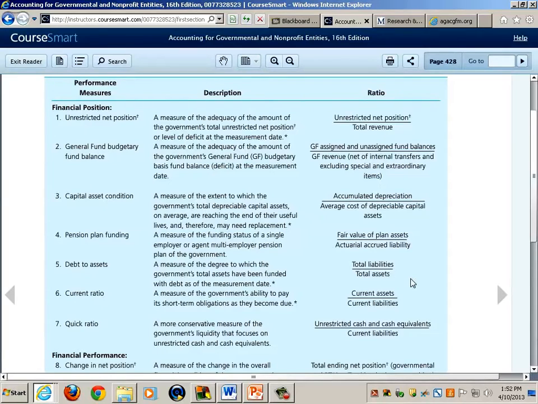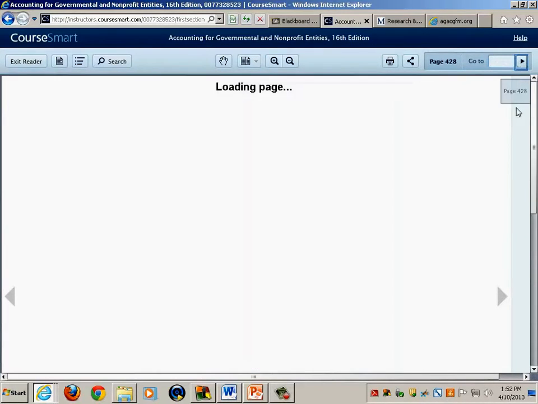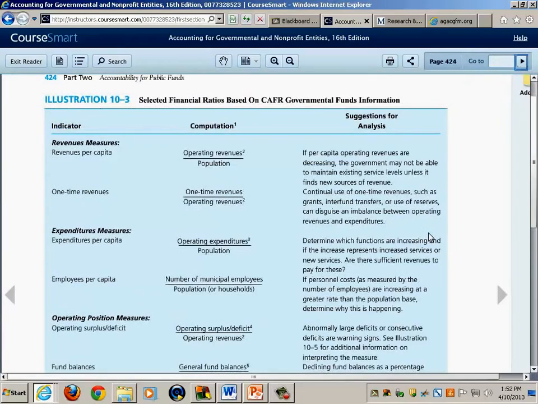So these are shown on the two pages, 428 and 429, and describe that. And the ones that I showed you earlier are on page 424. These are the ones that we were talking about, revenue per capita and what they mean. It's not enough to know what the ratios are, but you should be able to interpret them.